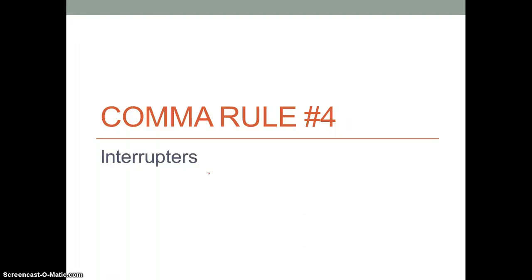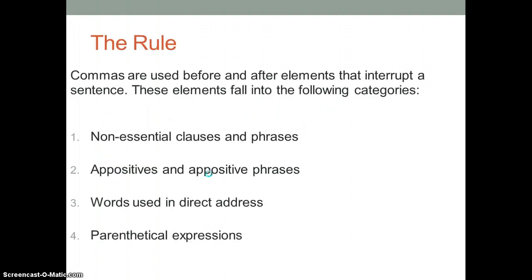Comma rule number 4 is interrupters. The rule states that commas are used before and after elements that interrupt a sentence. These elements fall into the following categories: non-essential clauses and phrases, appositives and appositive phrases, words used in direct address, and parenthetical expressions.